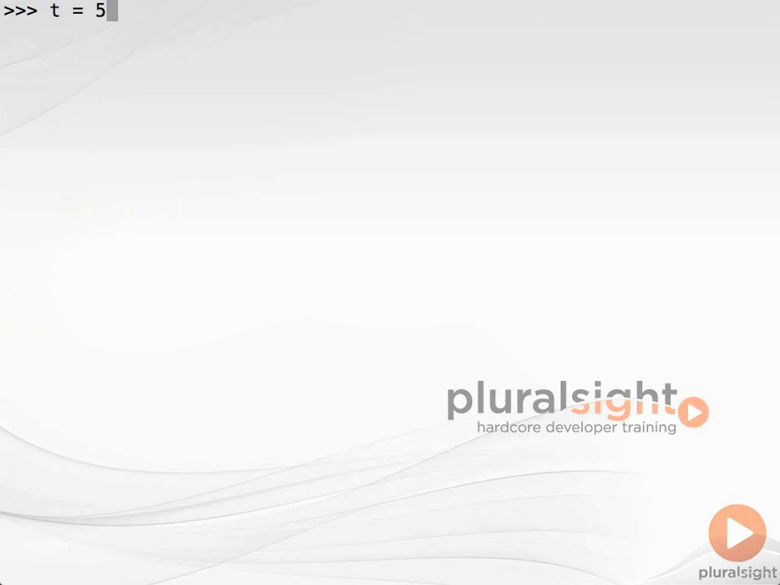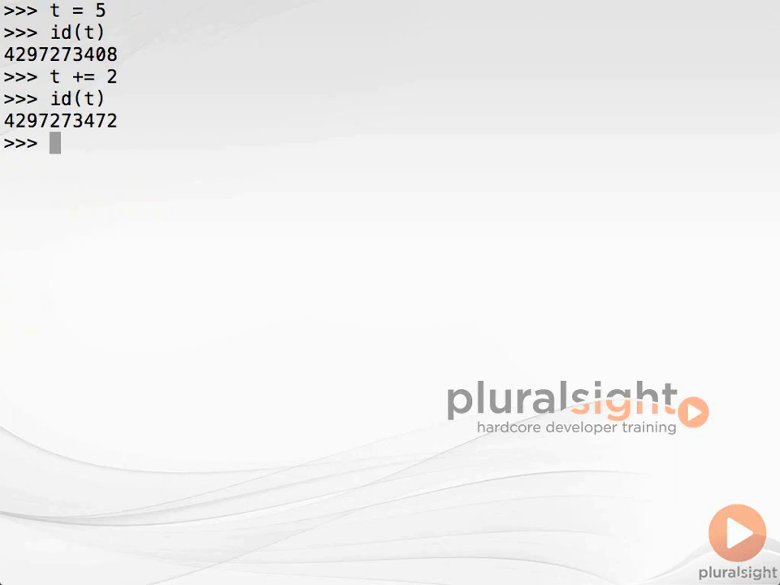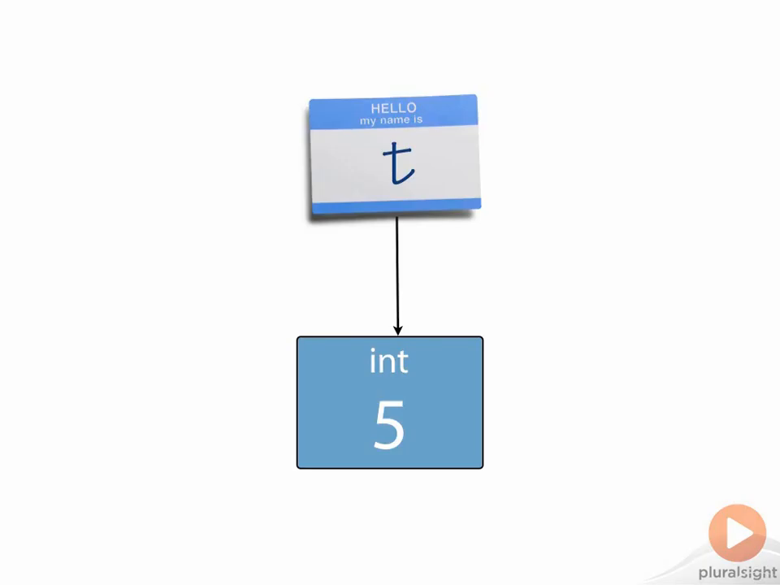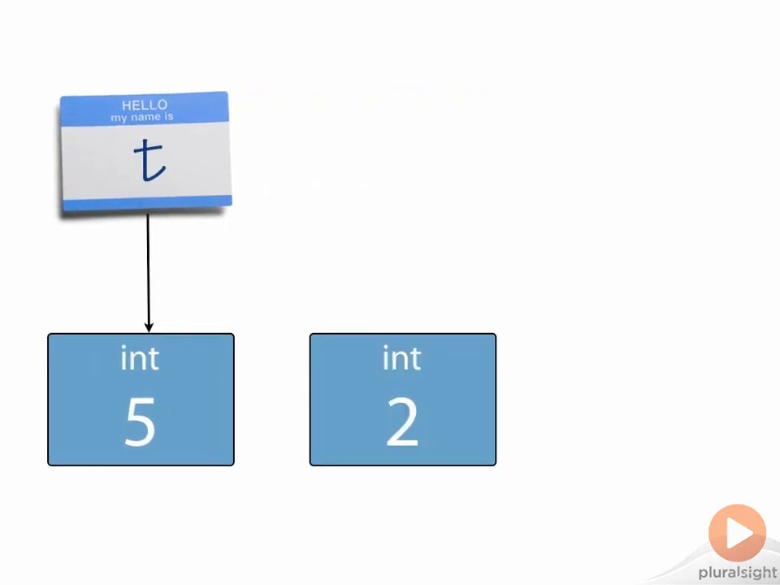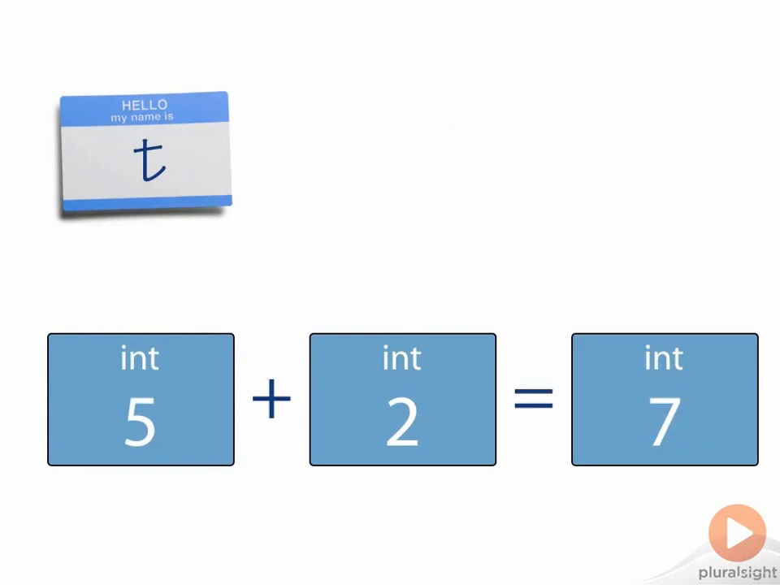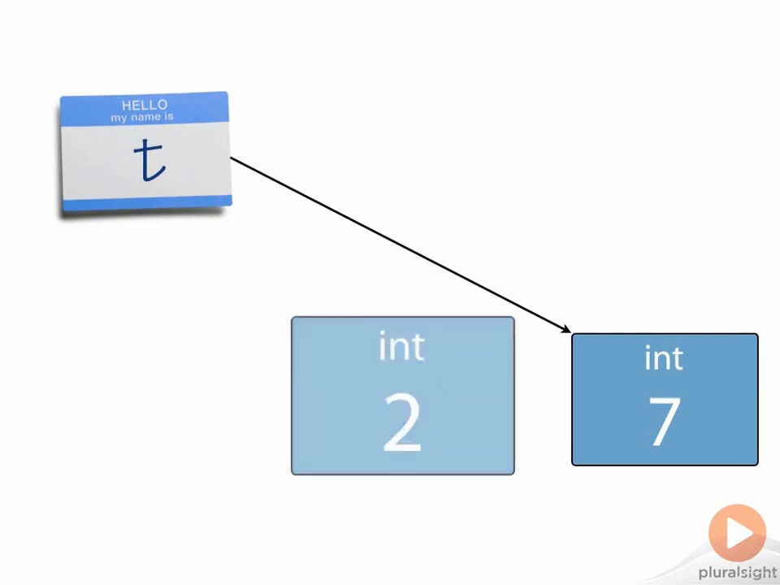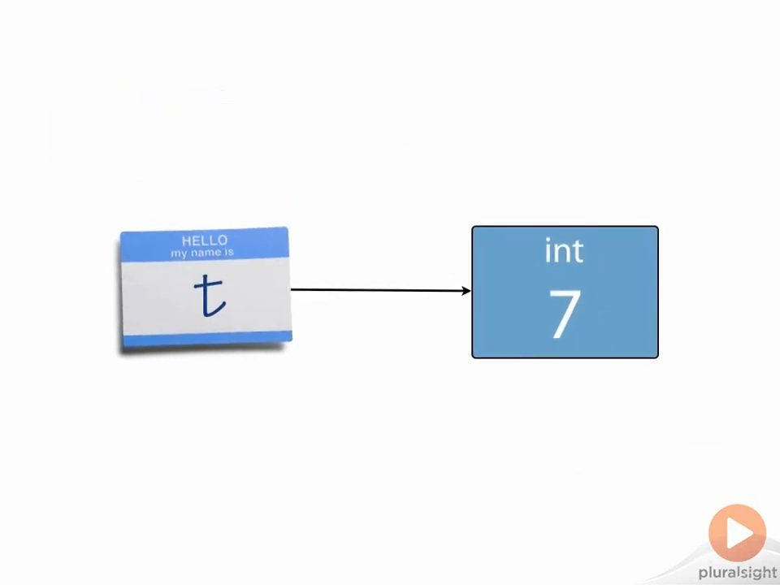Even operations which seem naturally mutating in nature are not necessarily so. Consider the augmented assignment operator. Now let's look at that pictorially. We start with t referring to an int 5 object. Augmented assignment creates an int 2 without assigning a reference to it. It then adds the original int 5 with the new int 2 to produce a new int 7. Finally, it assigns t to the int 7 and the remaining ints are garbage collected. Python objects show this behavior for all types. The assignment operator only ever binds to names. It never copies an object by value.